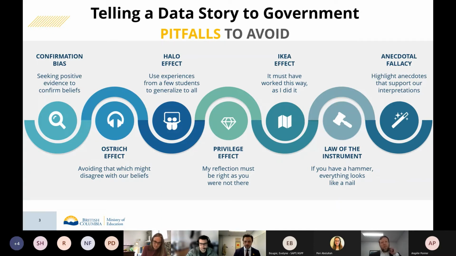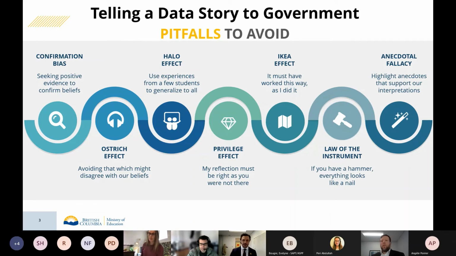Again, a lot of these have additional nuances, but confirmation bias: seeking positive evidence to confirm beliefs. That never happens in academia, of course, but in public policy, it's just a trap, right? Again and again, particularly among statements that are already made publicly, and we have to come in and awkwardly present some well-rounded evidence. The ostrich effect: avoiding that which might disagree with our beliefs, and that word is very important, beliefs. Did you or someone else make a leap of faith about a certain conclusion about a group, about an outcome, about a program? We have to challenge those things.